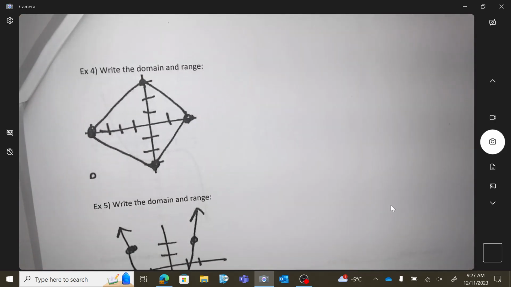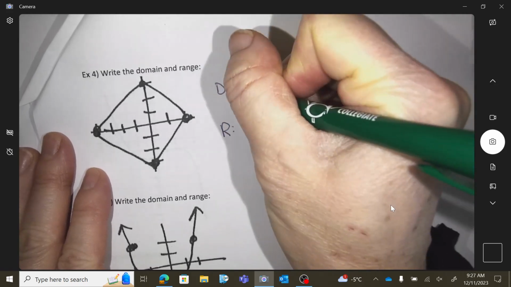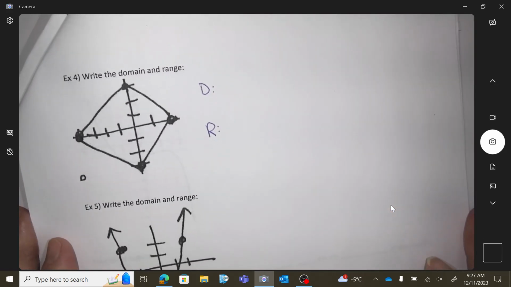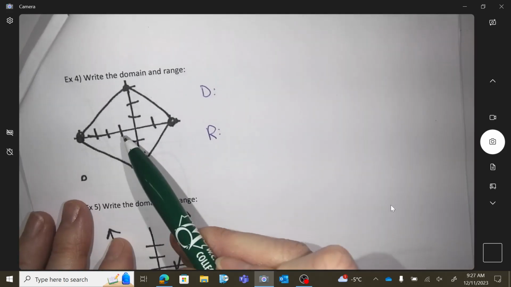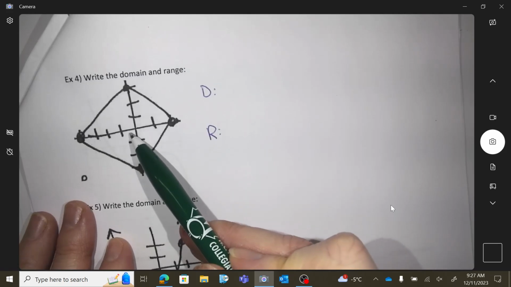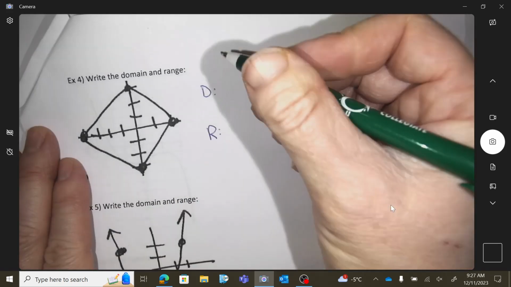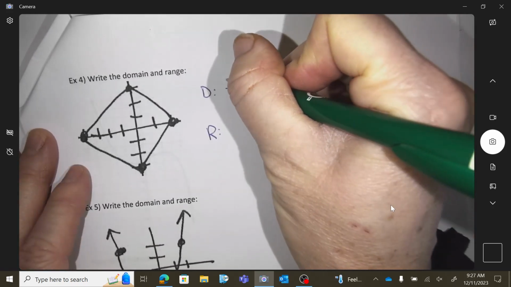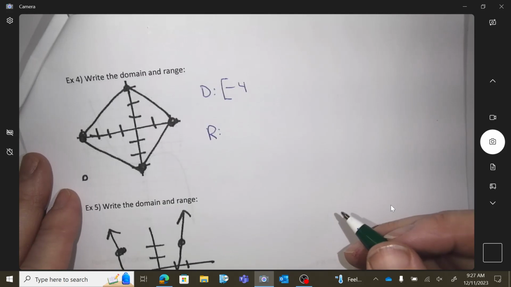Okay, write the domain and the range. Okay, so domain, x. How far left? What's the most left x value? So on the x, I'm looking this way. This is -1, -2, -3, -4. Exactly, it hits -4, so square bracket.